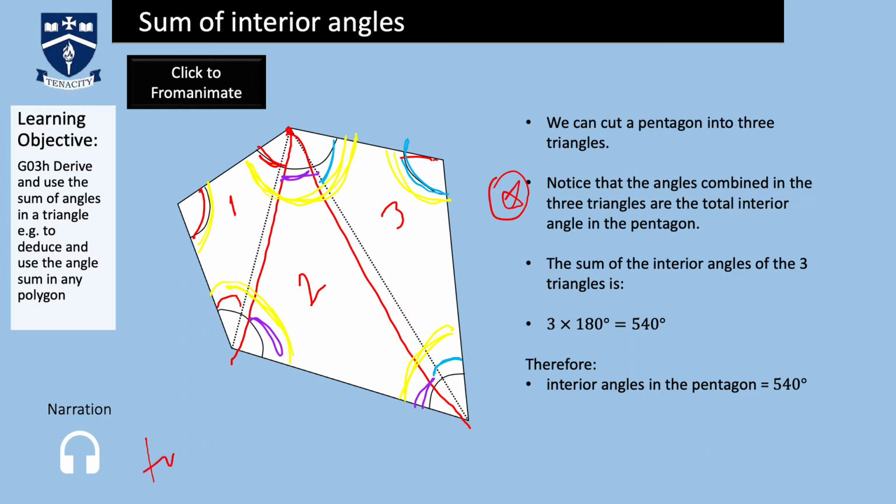Okay, so triangle, we know the sum is 180 degrees. We have 3 triangles on the screen. So if we know that in one of these triangles, the interior angles add up to 180, all we need to do is 180, add 180, add 180, as we have 3 triangles, or 180 times 3. And that will tell me that the answer is 540 degrees. Therefore, the sum of the interior angles in this pentagon is 540 degrees.